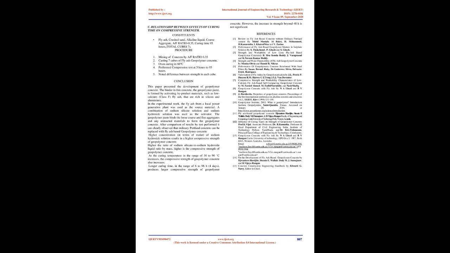After comparison of results by tests performed, it can clearly be observed that ordinary Portland concrete can be replaced with fly ash-based geopolymer concrete. Higher concentration, in terms of molar, of sodium hydroxide solution results in a higher compressive strength of geopolymer concrete. The higher the ratio of sodium silicate to sodium hydroxide liquid by mass, the higher the compressive strength of geopolymer concrete. As the curing temperature in the range of 30 to 90 degrees Celsius increases, the compressive strength of geopolymer concrete also increases. Longer curing time, in the range of 6 to 96 hours, 4 days, produces larger compressive strength of geopolymer concrete. However, the increase in strength beyond 48 hours is not significant.